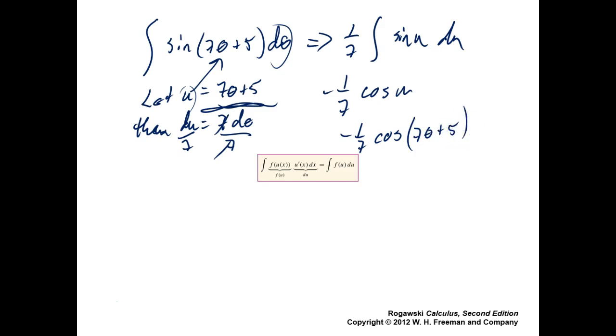One more thing. Plus c. Plus c. Got it. All right. Let's see how they did. Negative 1/7 cosine 7 theta plus 5 plus c. Make sense? All right, good deal. Now this next one I don't think will take that much room, but I can erase if you want me to. Just write it.